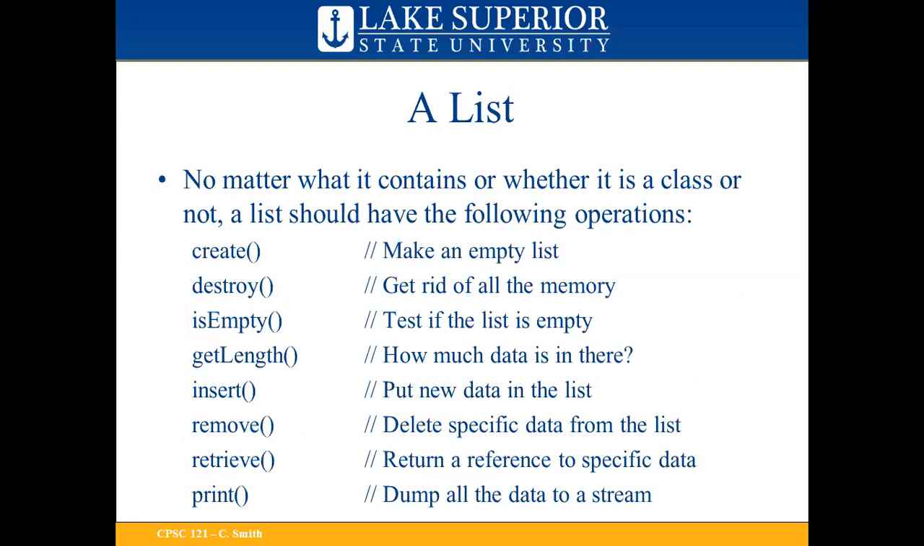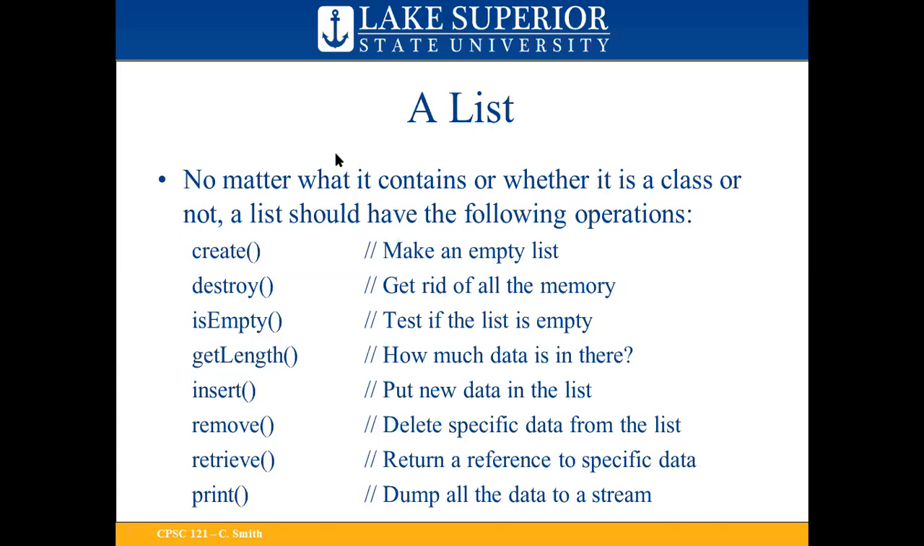So no matter what it contains, and whether it is a class or not, a list needs to have the following operations. You have to be able to create a list. You have to be able to destroy a list. So that's our constructor and our destructor. You have to tell if the list is empty. You really should have something that tells you how many pieces of data are in the list. You're going to have an insert routine or an insert method that puts new data into the list. You're going to need a remove that removes data from the list. You're going to need probably some sort of retrieve, which returns either a reference or a value of a specific piece of the data. And we're going to need to be able to print all of that. So dump all the data to a stream. Okay. So that's sort of the bare minimum.